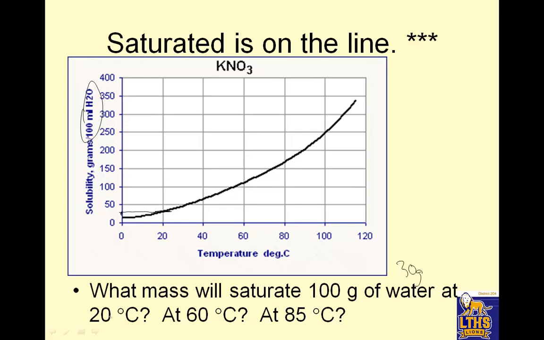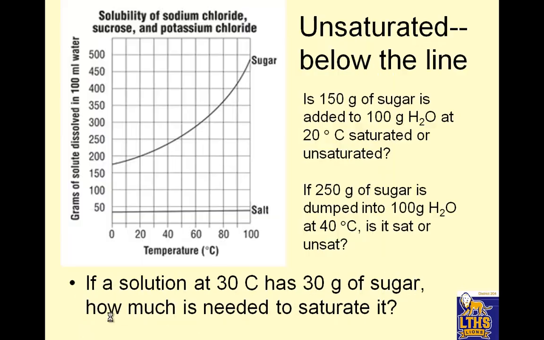At 60 degrees, I'll call that 115. And at 80 degrees, there's 90. Half of that would go up to here. I'll call that 180. So all you do is read the grams, look at the temperature, and make sure that the amount of water you're dissolving it in matches. Unsaturated is below the line.